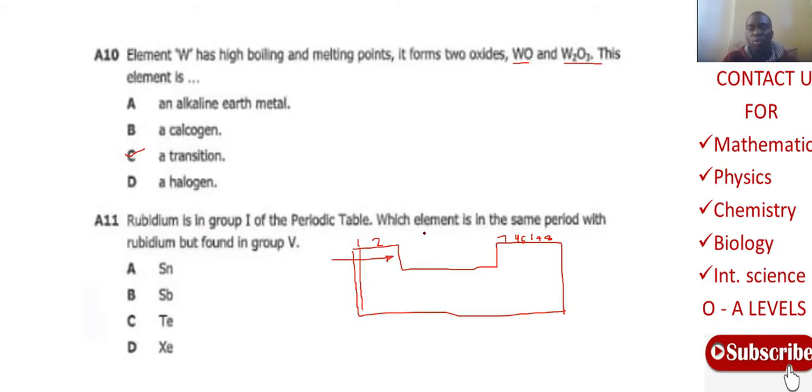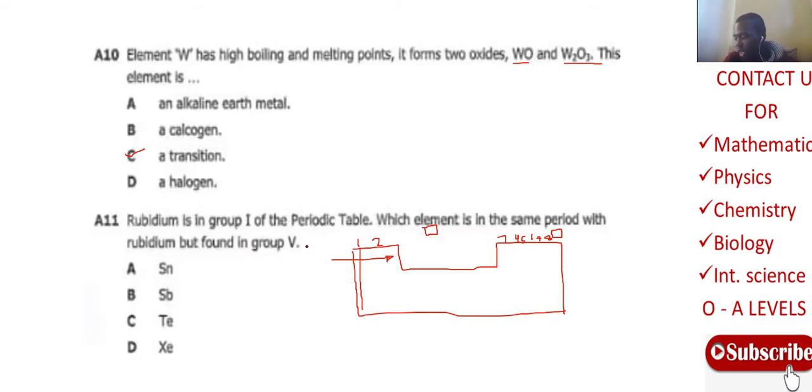Period 1 starts from where there is hydrogen and helium on the other side. That is period 1. Period 2, when you check on your periodic table, is where there is lithium, beryllium, boron, carbon, nitrogen, oxygen, fluorine, and neon. So always remember that. Now the question is saying rubidium is in group 1 of the periodic table. Which element is in the same period with rubidium?